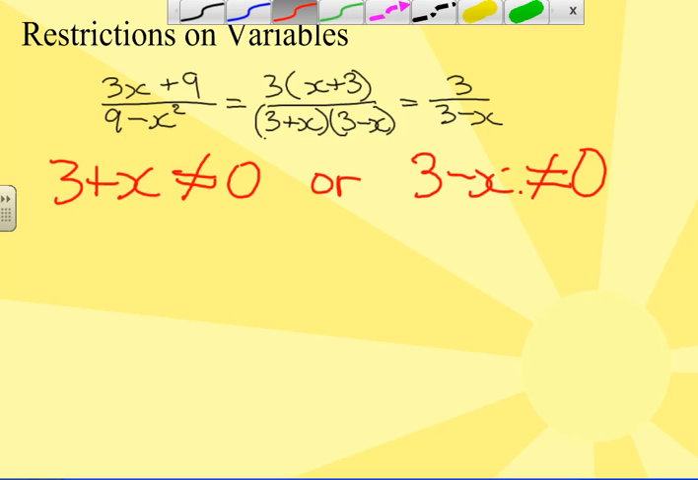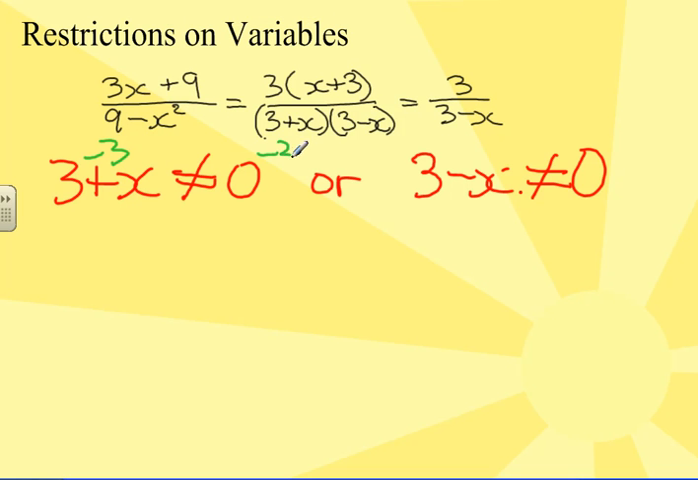So let's solve this right here. I'm going to subtract 3 from both sides. So that means that x cannot equal -3. So there's one non-permissible value. If we have x equals -3, my equation is not going to work. Let's try the other one.